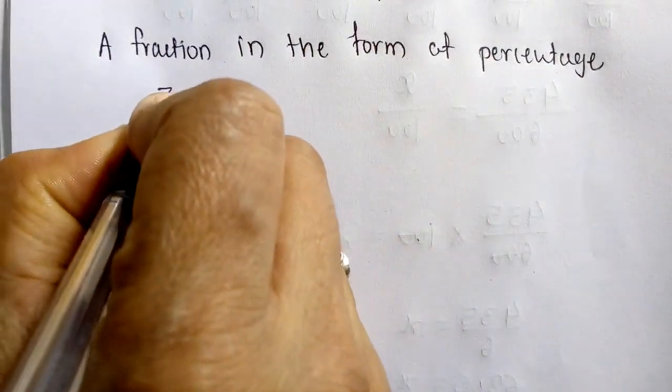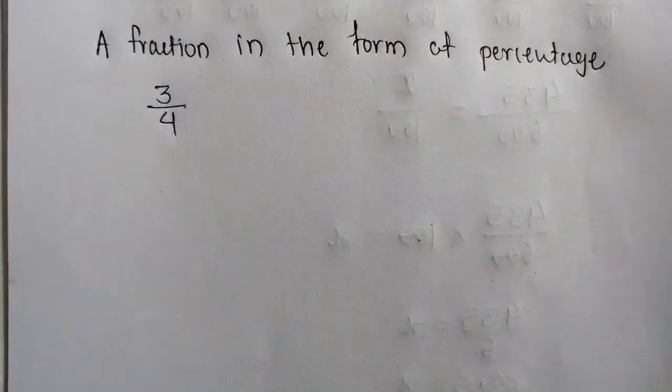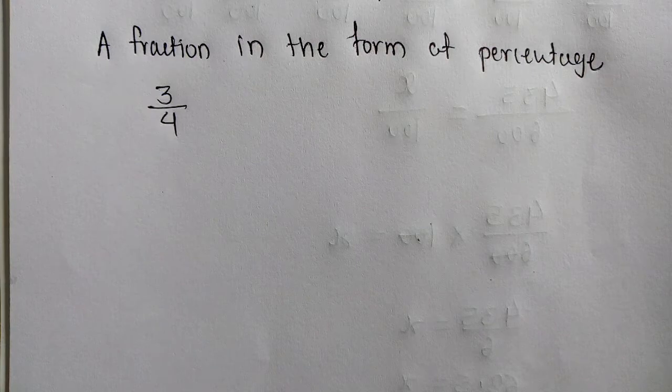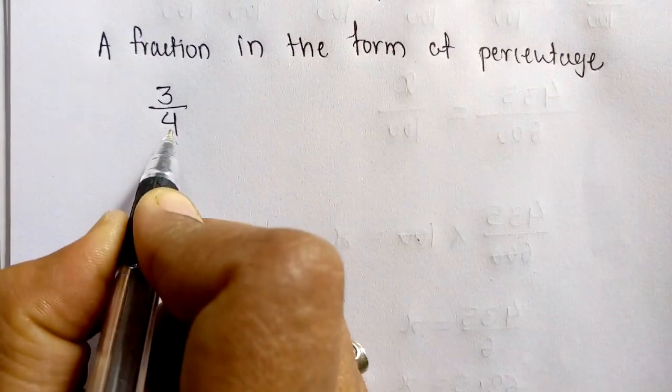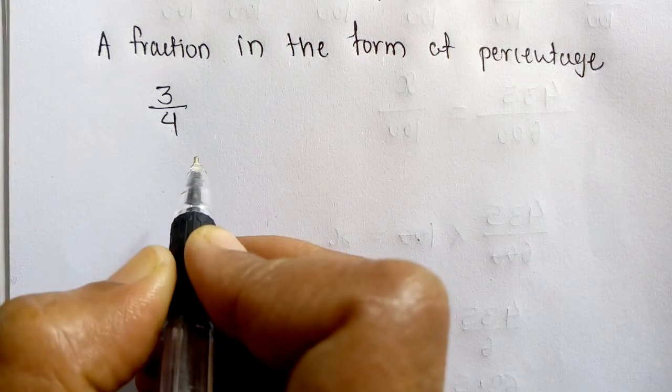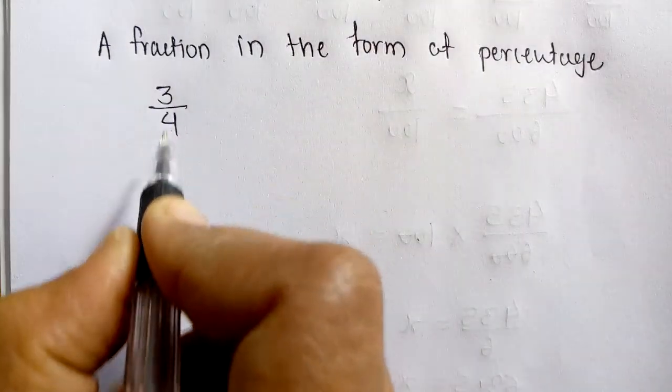Suppose here 3 upon 4 is the fraction, and we have to convert it into the form of a percentage. So, what is required for a percentage that we have seen? The denominator should be 100. So, here in the place of 4, it should be 100. Then we can say percentage, or we can say this is the number out of 100.